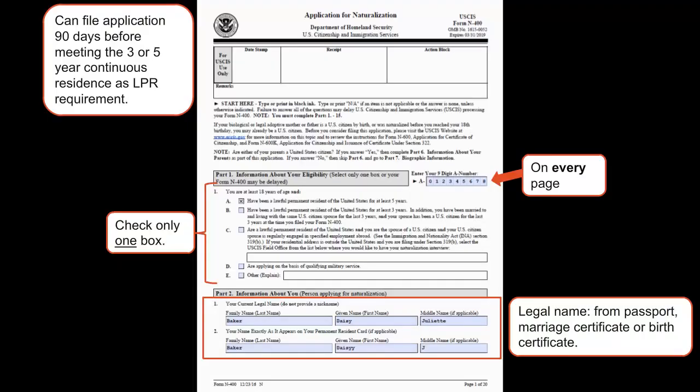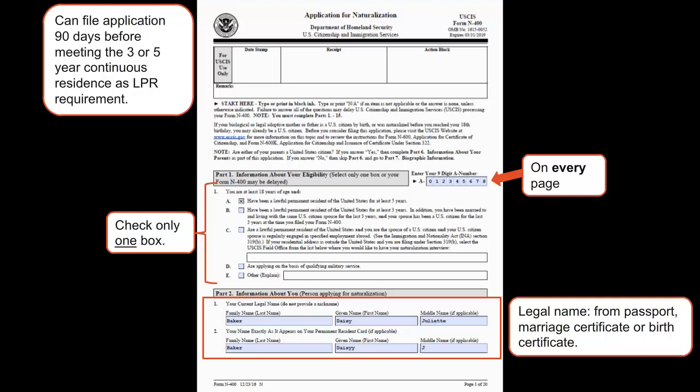Now we will begin the step-by-step training portion of the N-400. The first thing you'll notice is that there's a space for the applicant's 9-digit A number on the top right-hand corner of each page. Remember, if the green card A number has only 8 digits, add a leading 0 as the first number.